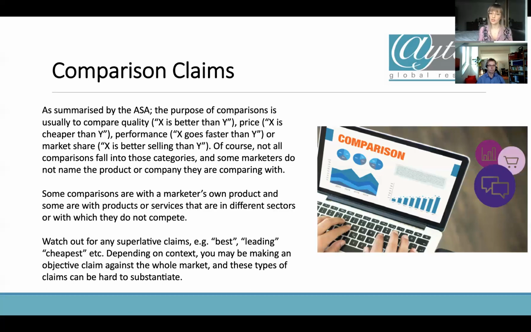But either way, it's a really good way to get yourself assessed with your benchmark as your competitors. And also you can look at claims against yourself, so it could be things like new and improved formulation. So it's really important to think about the kind of claims that you are making, and you need to be really cautious to make claims like best and leading and cheapest, because you are really putting yourself out there against the whole market.